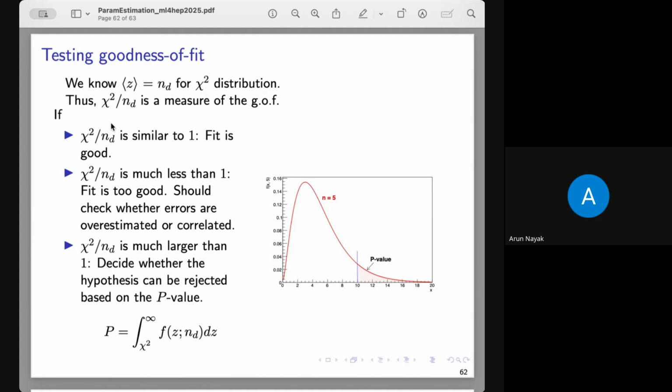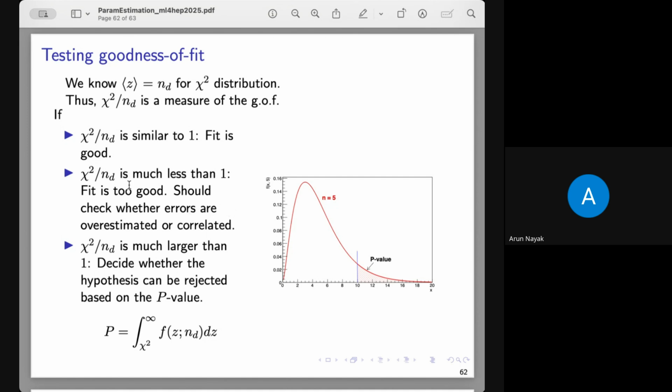So if chi-square divided by the number of degrees of freedom, since the mean value of chi-square is expected to be the number of degrees of freedom, we expect this ratio should be equal to 1. That means if we get this ratio close to 1, the fit is good. If it is much less than 1, the fit is too good, but we should check if the errors are overestimated or correlated, which we did not take into account.